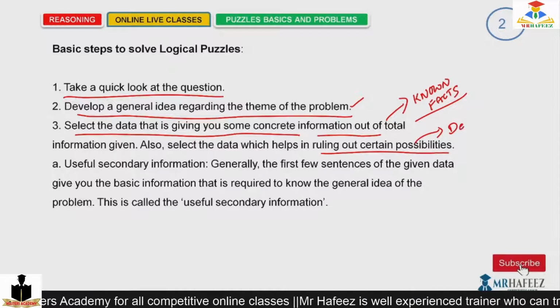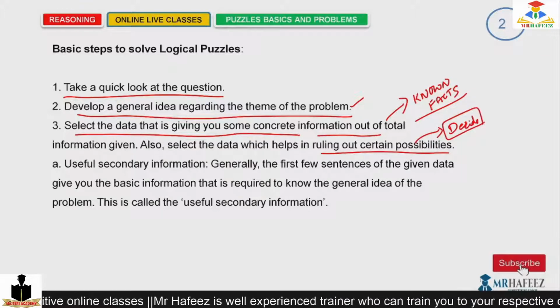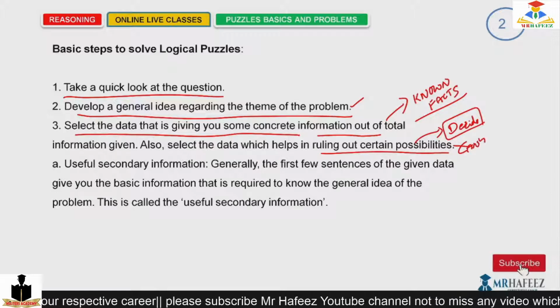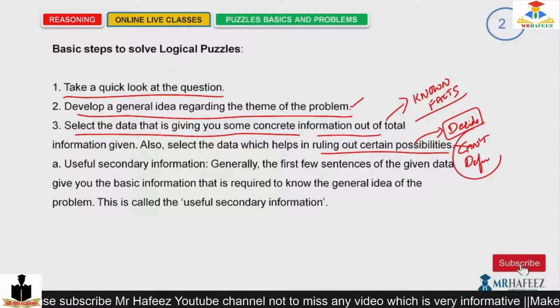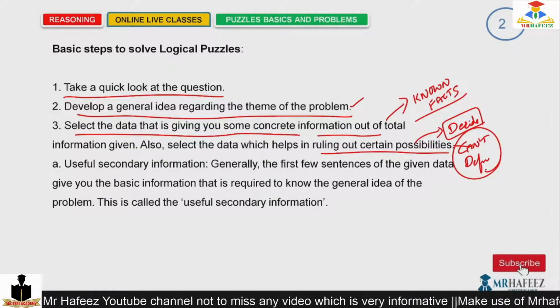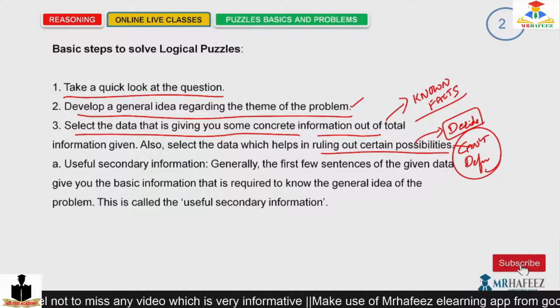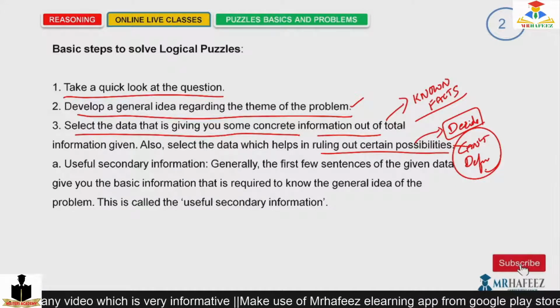So to decide, you should know a few conditions on which you can tell directly that this cannot happen, or else definitely it will happen. That means you can take a decision. So you should be able to select those points and depend on those points, and useful secondary information.